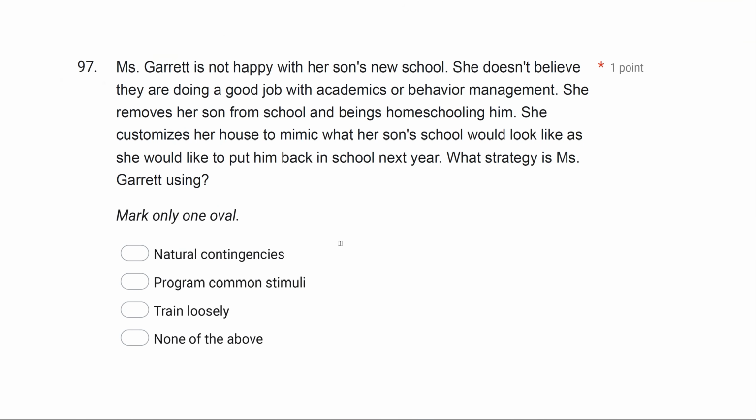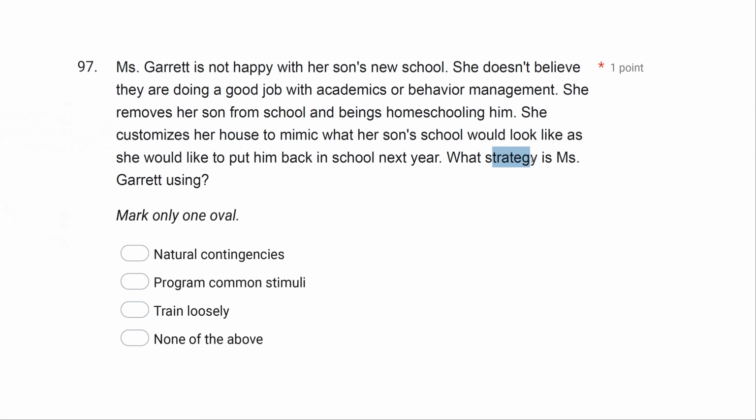97, Ms. Garrett is not happy with her son's new school. She doesn't believe they are doing a good job with academics or behavior management. She removes her son from school and begins homeschooling him. She customizes her house to mimic what her son's school would look like as she would like to put him back in school next year. What strategy is Ms. Garrett using?